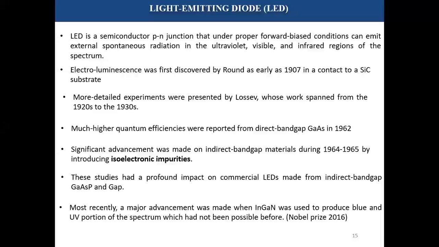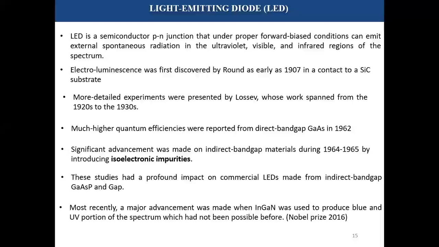Let's get into the detail of light emitting diodes. An LED is a semiconductor p-n junction that, under proper forward bias conditions, can emit external spontaneous radiation in the ultraviolet, visible, and infrared region of the spectrum. Electroluminescence was first discovered by Round in 1907. So he used a silicon carbide substrate.